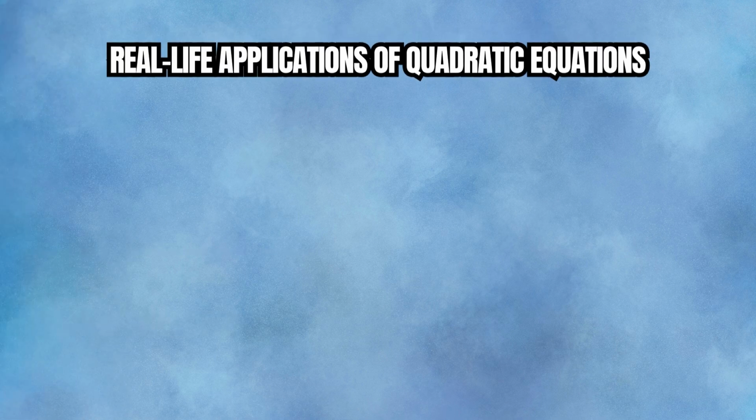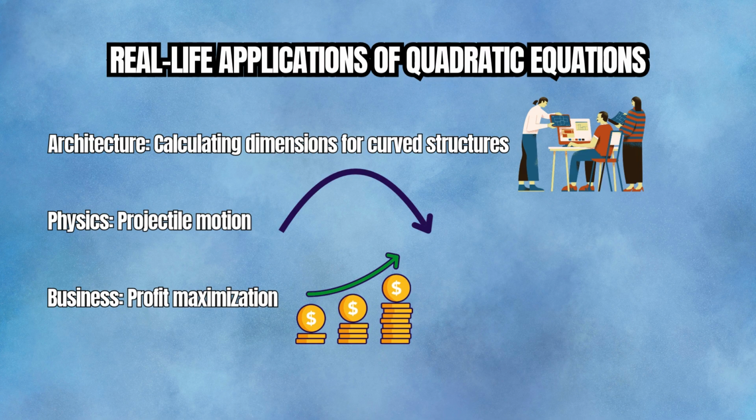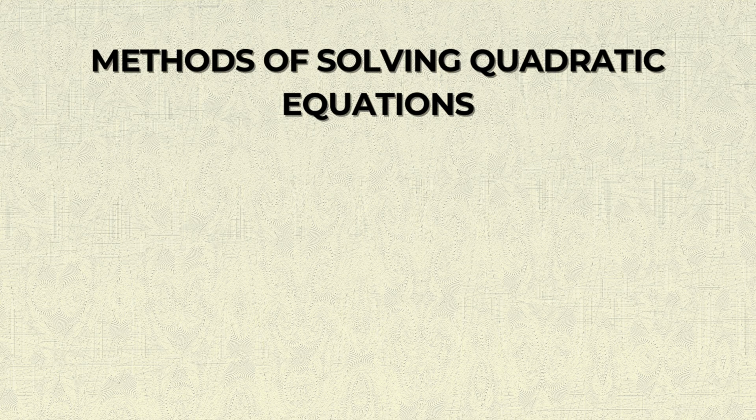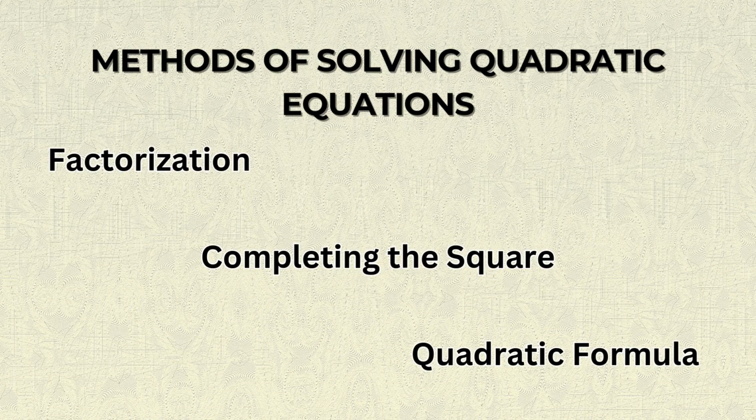Quadratic equations are everywhere, from architecture to physics and even business decision-making. There are three common methods to solve quadratic equations: factorization, completing the square, and the powerful quadratic formula.